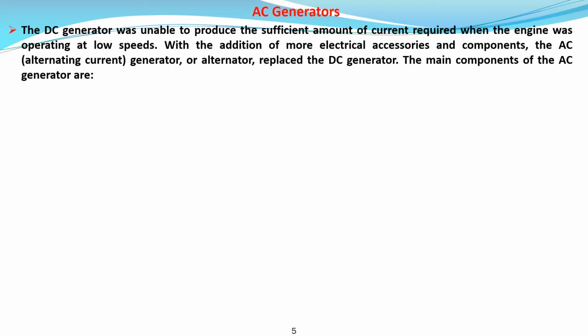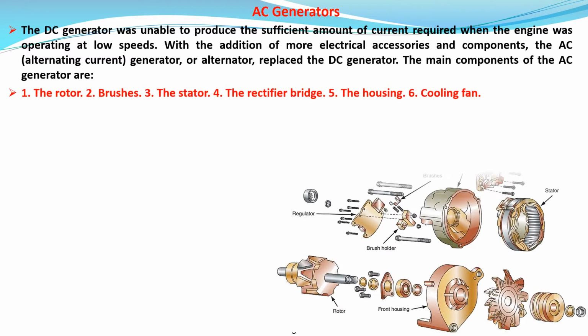The main components of the AC generator are the rotor, brushes, the stator, the rectifier bridge, the housing, and the cooling fan. Of course, brushes are not in all types; current types are brushless.